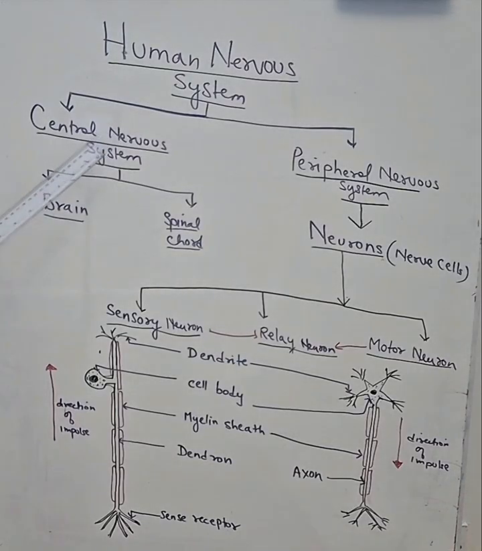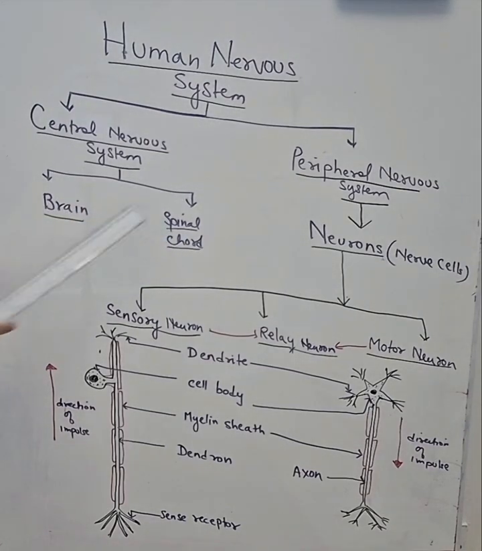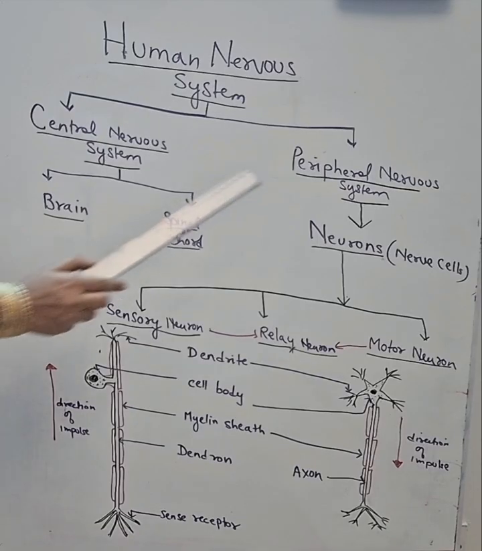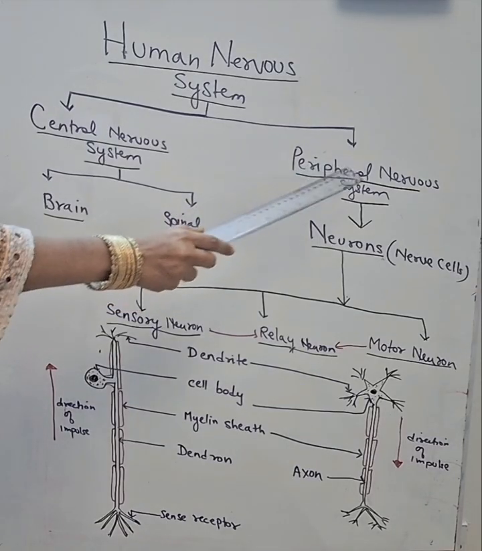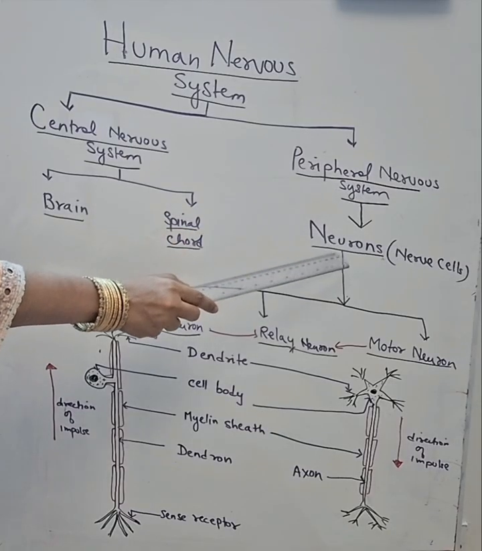In our syllabus, we don't need to know about the brain and spinal cord in detail. You should just have an idea about where the brain and the spinal cord are present in our body. The main thing we need to understand here is the peripheral nervous system, which is made up of neurons.